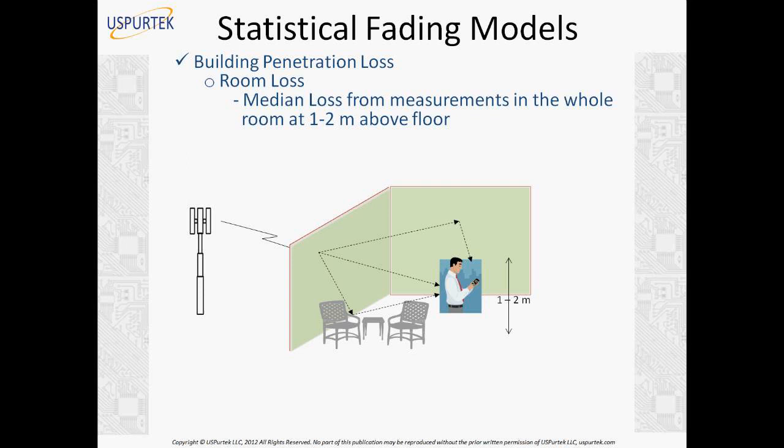Room loss is nothing but the median loss from measurements in the whole room at 1 to 2 meters above the floor. So 1 to 2 meters is the estimated height of the mobile handset or a computer, which could be present in the room. So that is called a room loss.